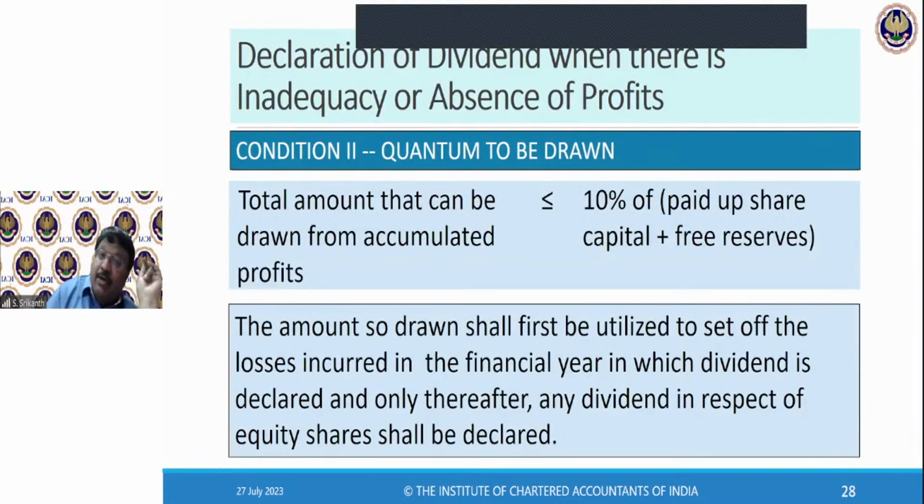So there is already a current year loss in the P&L appropriation account, so that has to be first reduced. Net, what is left over only can be used. So this is the second condition. All conditions are to be satisfied. Rate has to be satisfied. Quantum has to be satisfied. The least only you can give.